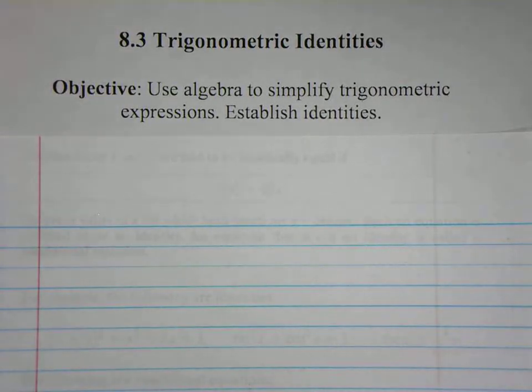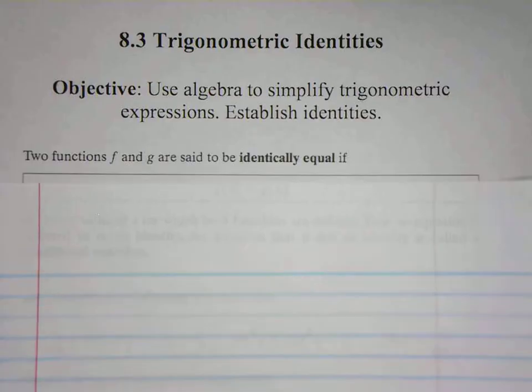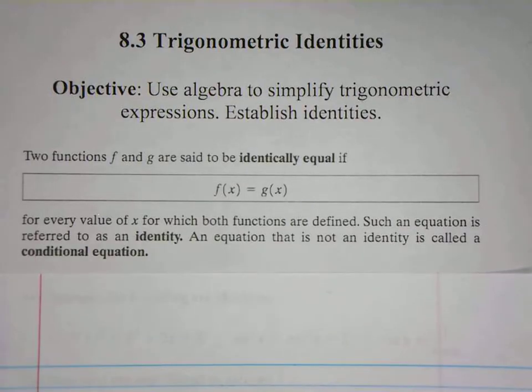So today we're going to go over notes for section 8.3, which is trigonometric identities. Our objective is going to be to use algebra to simplify trigonometric expressions and establish identities. This first thing I just want to read over to you, you don't need to write down.